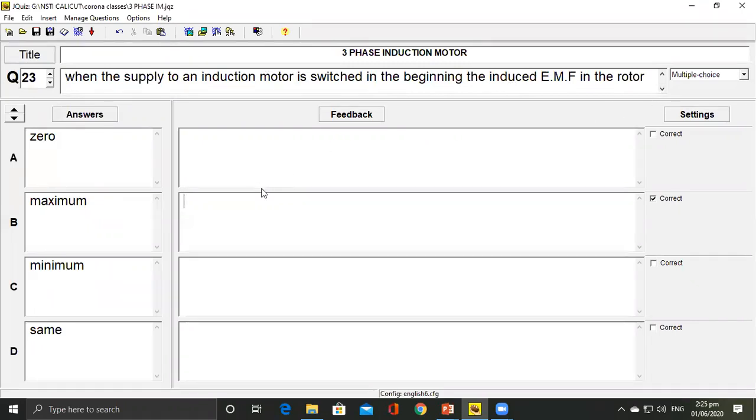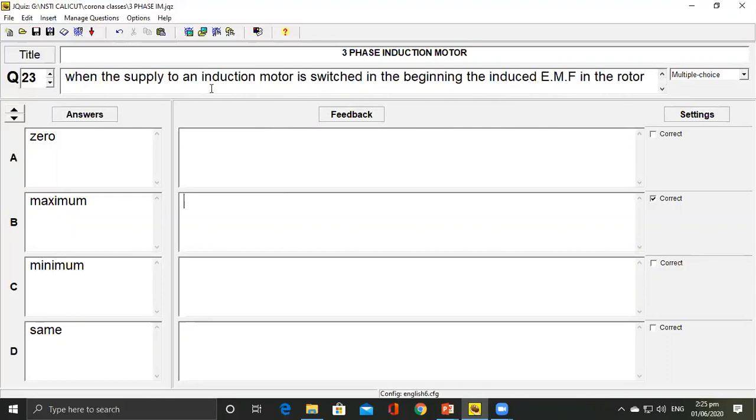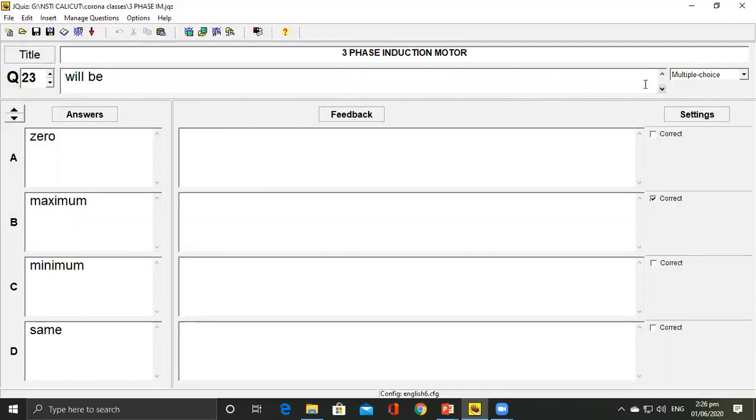You have to find what is the induced EMF when the motor is starting. When the supply to an induction motor is switched on, in the beginning, what will be the rotor induced EMF? Will it be zero, maximum, minimum, or same? Those are the four options.